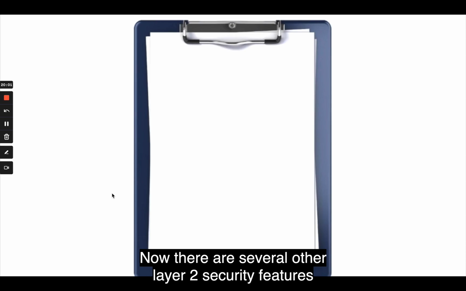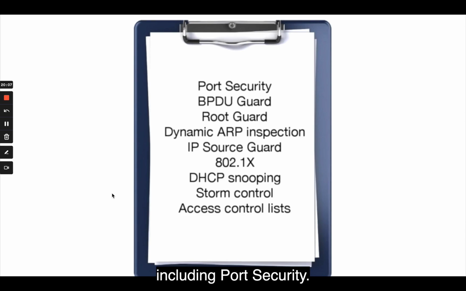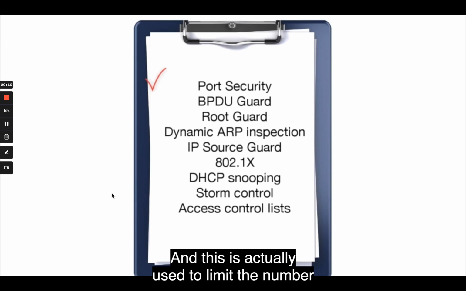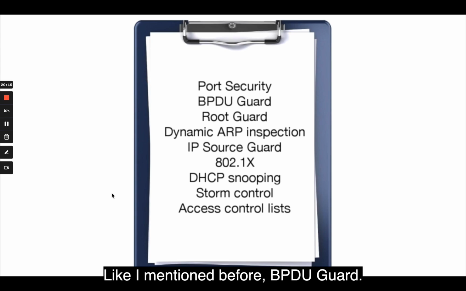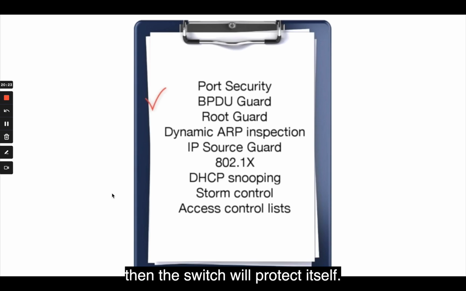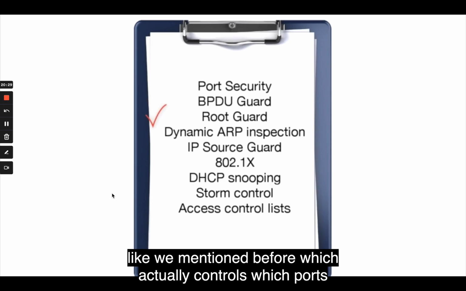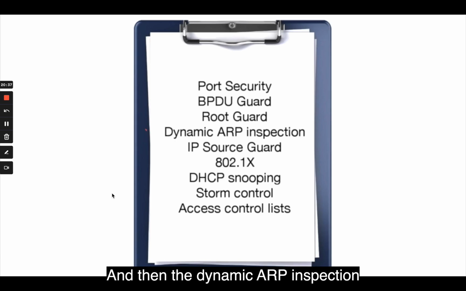Now, there are several other layer 2 security features that can be used to protect your infrastructure, including port security, and this is actually used to limit the number of MAC addresses that can be learned on an access switch port, like I mentioned before. BPDU guard: if BPDUs show up where they should not, then the switch will protect itself. Another feature is root guard, like we mentioned before, which actually controls which ports are not allowed to become root ports on remote switches.